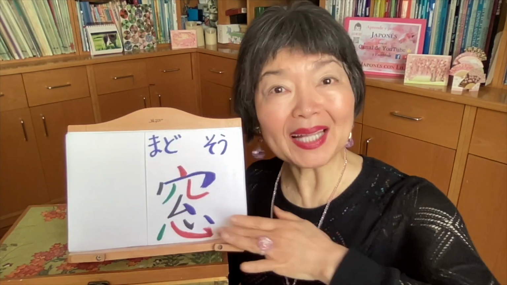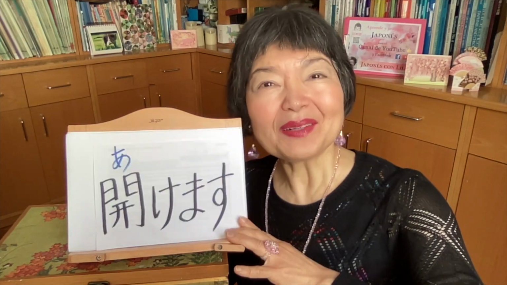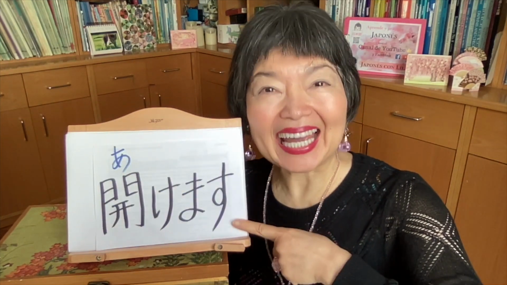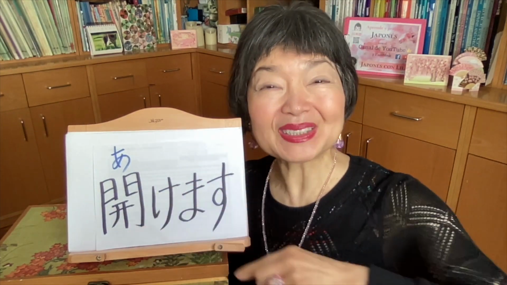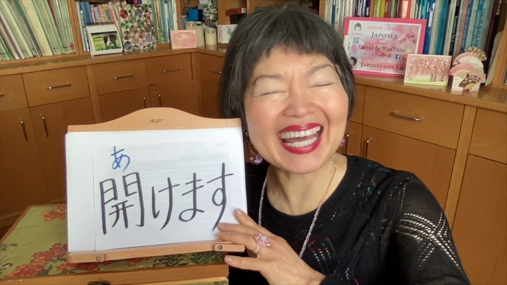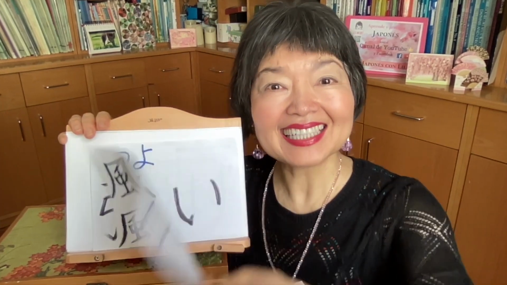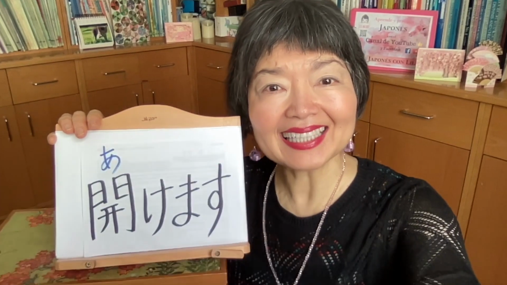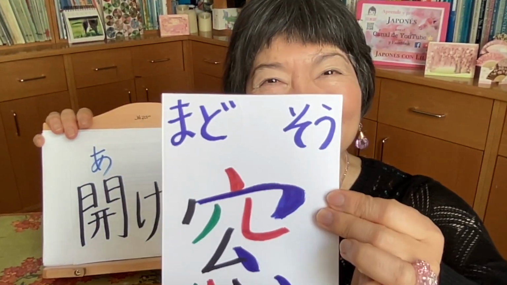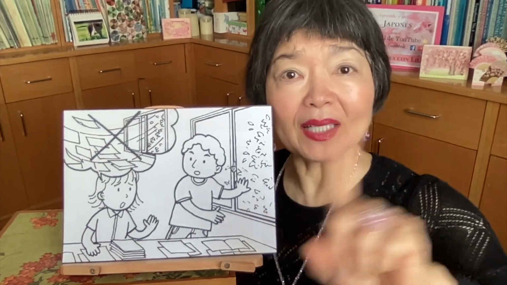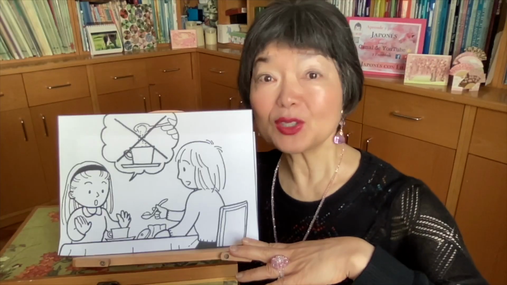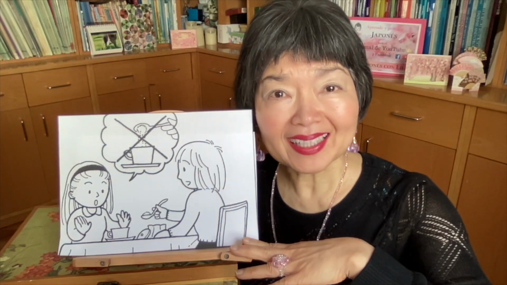窓, windows. The verb to open, 開けます, ends with the え sound, so it is group 2. The ない form of 開けます is 開けない, don't open. 風が強いですから窓を開けないでください.